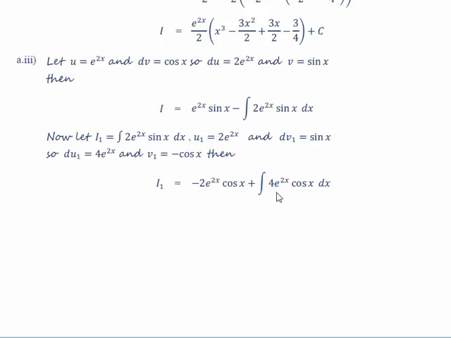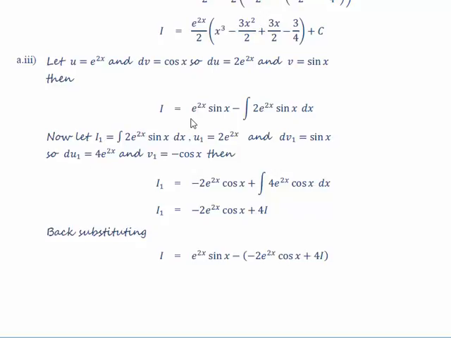Now remember, e to the 2x cos x is the original integral. I can substitute I into this part of the expression, so I'm going to get I1 is equal to minus 2e to the 2x cos x plus 4I. Now if I substitute this back into here, I'm going to get I is equal to e to the 2x sine x minus a bracket containing this, which is minus 2e to the 2x cos x plus 4I.